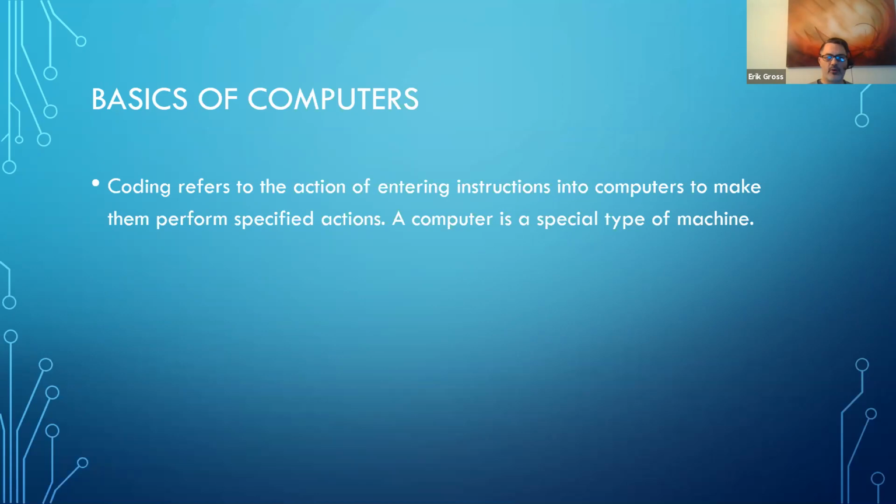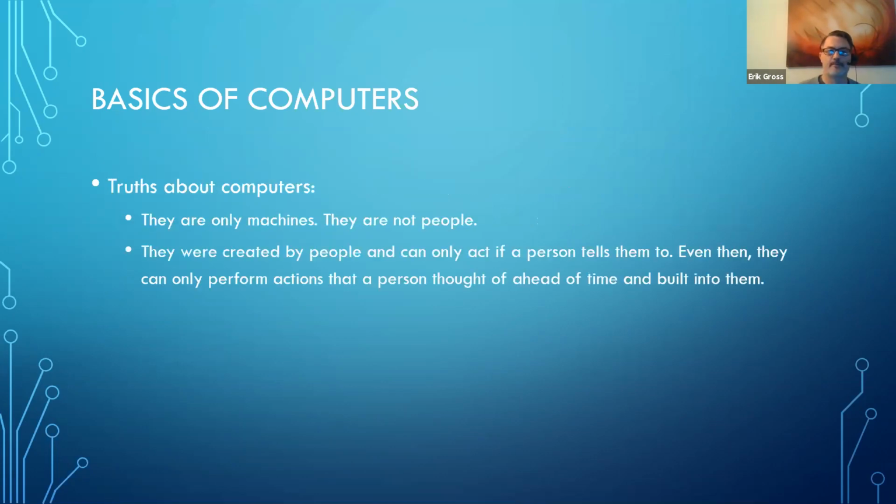So what's a computer? It's just a special type of machine. That's all it is. It's a machine like any other machine you've used. So here are some really important truths about computers. They are only machines. They are not people. They can't think. They're not intelligent. They might as well be a lawnmower or a toaster or a refrigerator. They're just a machine. They were created by people. They can only act if a person tells them to act.